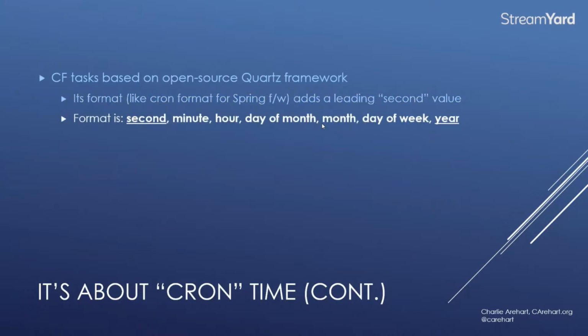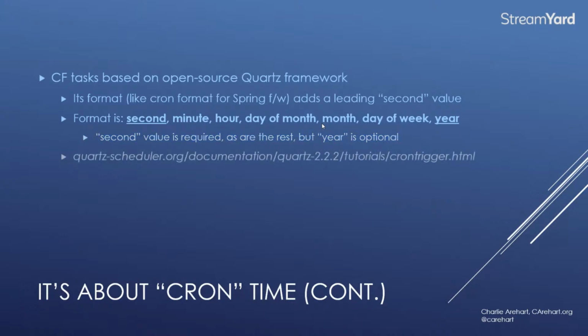So it's second, minute, hour, day of month, day of week, year. And they add year at the end. And the second value is required because it goes up front, but the rest are optional. And the rest aren't optional, but year is optional. So they added the option to control a year. You don't have to use that. But unfortunately, when you write a cron time in CF, you've got to remember to put in the second.